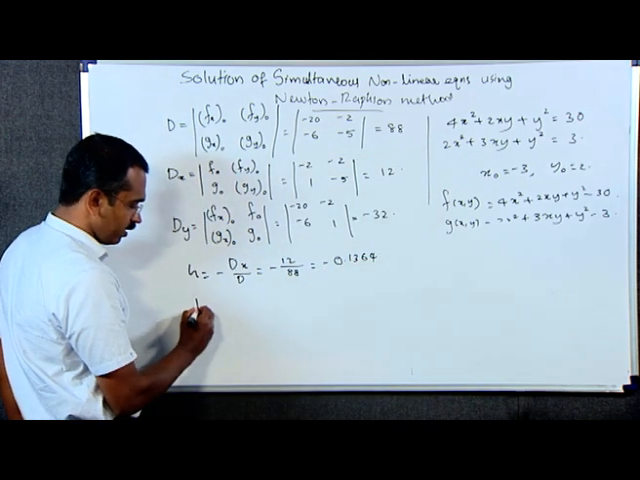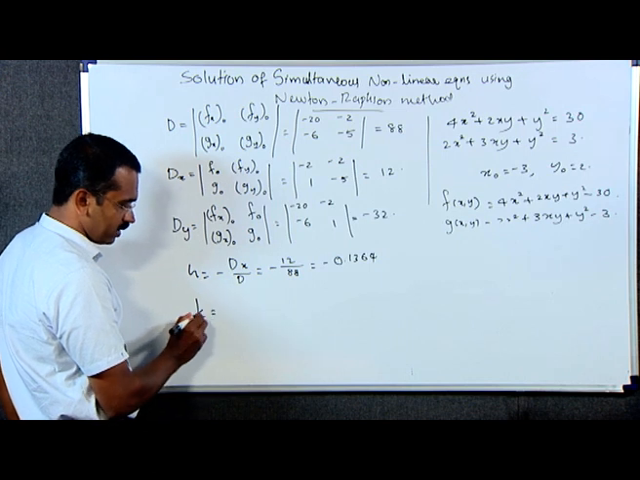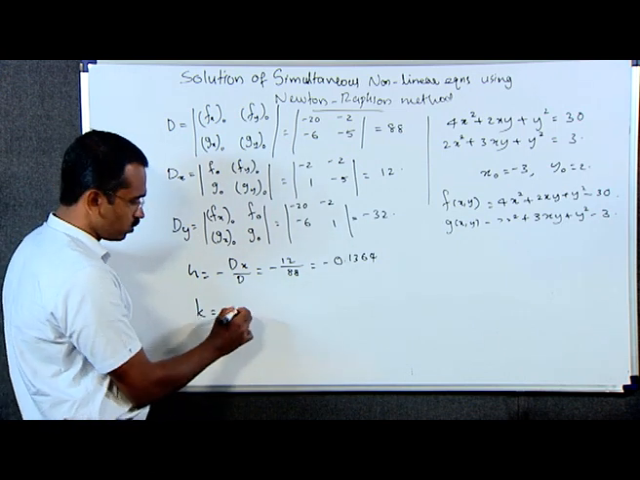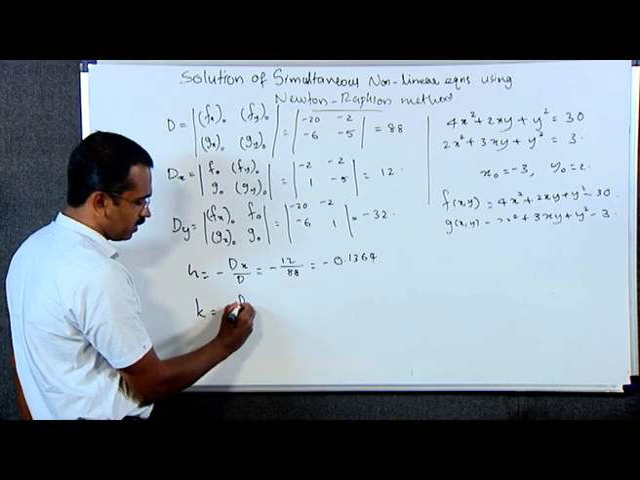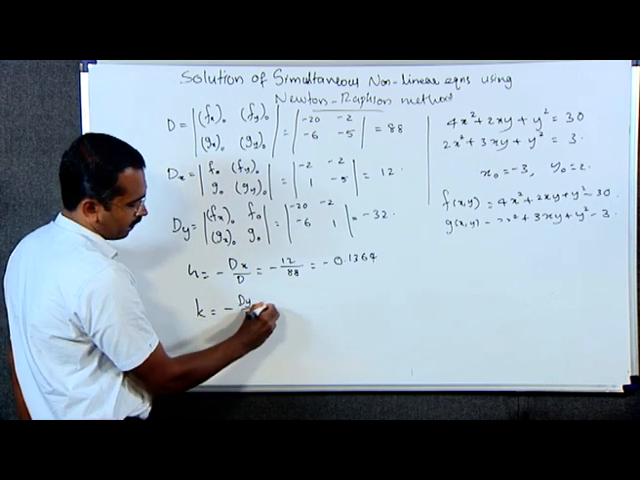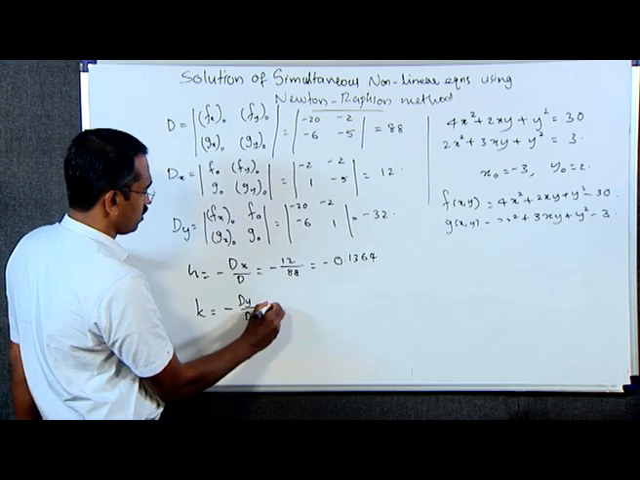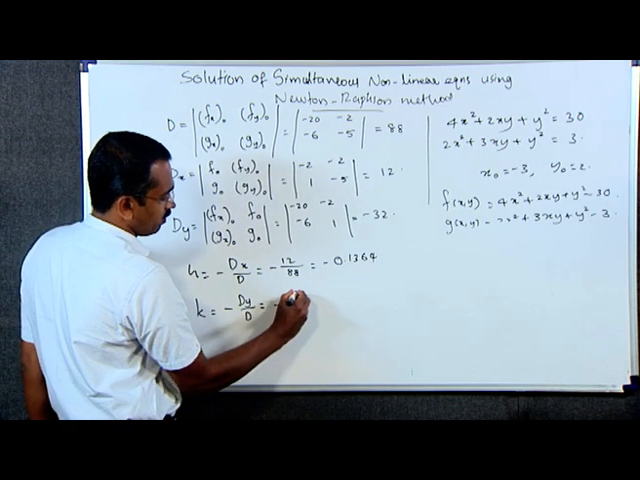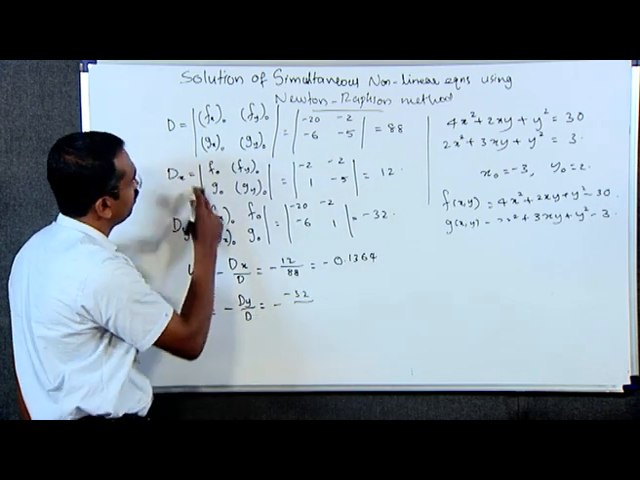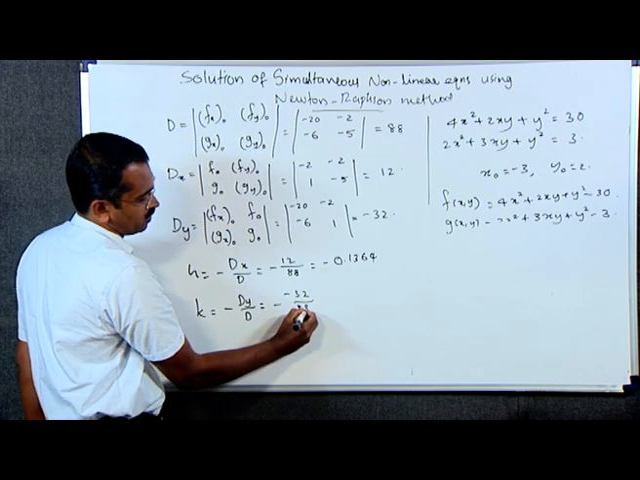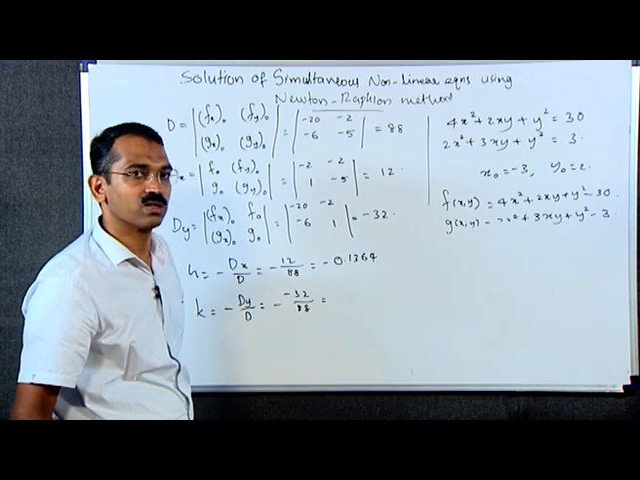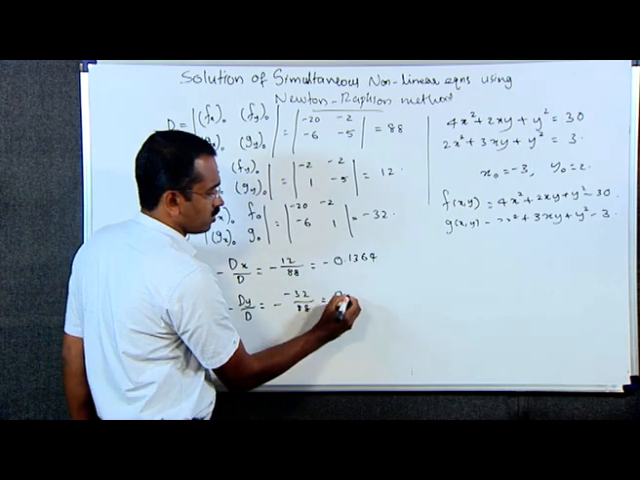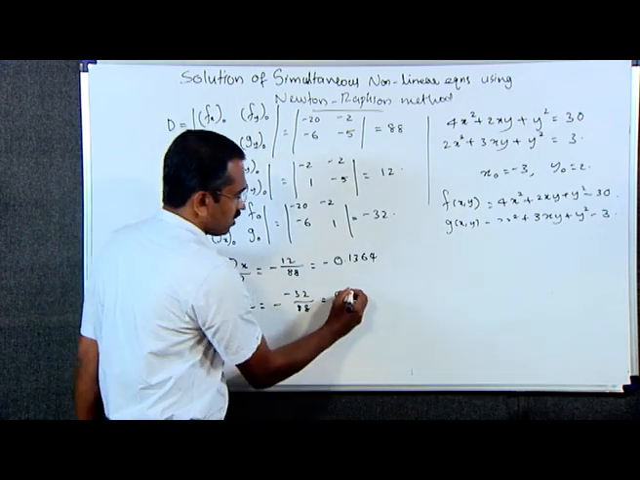Now, we calculate the value of k, which is equal to minus of dy divided by d, which is equal to minus value of dy, minus 32, divided by value of d, 88. That is minus of minus 32 divided by 88 is positive 0.3636.